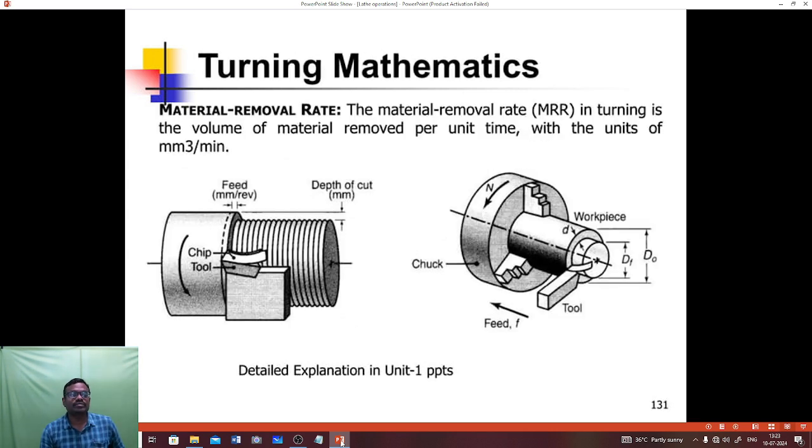Turning mathematics, material removal rate. The material removal rate in turning is the volume of the material removed per unit time with the units of millimeter cube per minute.